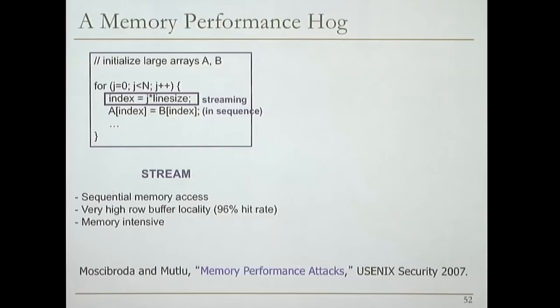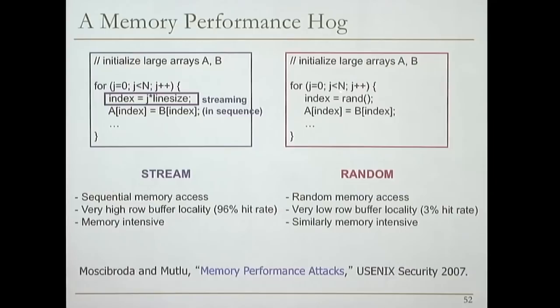The control program, we called it random. It's random memory access because it's not sequential anymore. You're not traversing the array one line after another. Instead, you're generating a random number and then figuring out where to index into the array. So this is random access. As a result, it has very low row buffer locality. 3% of the accesses hit in the row buffer, but it's similarly memory intensive because it's a control workload.